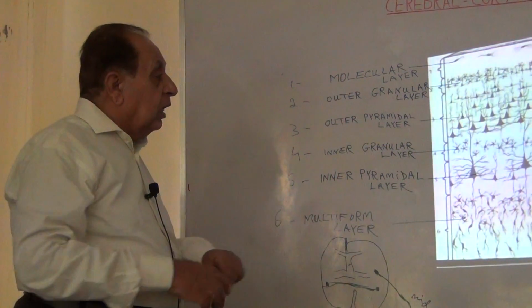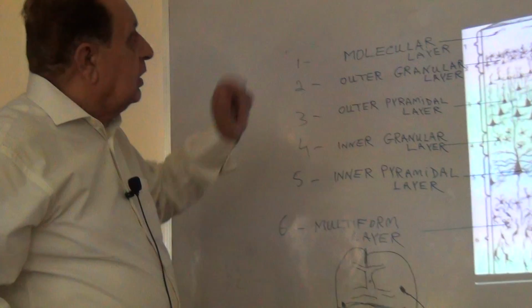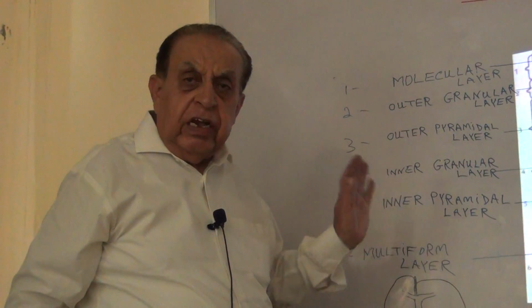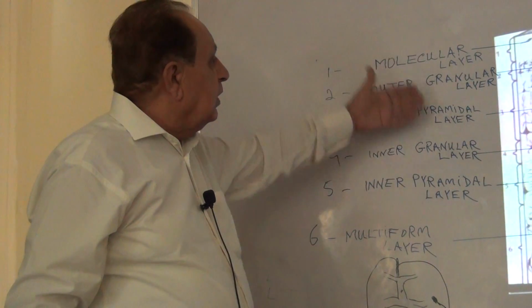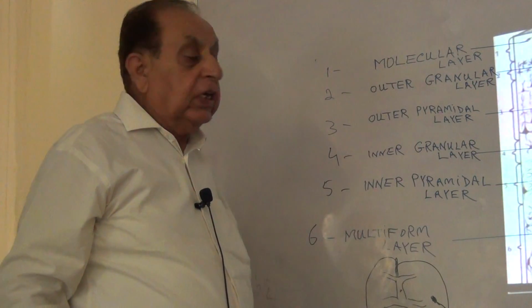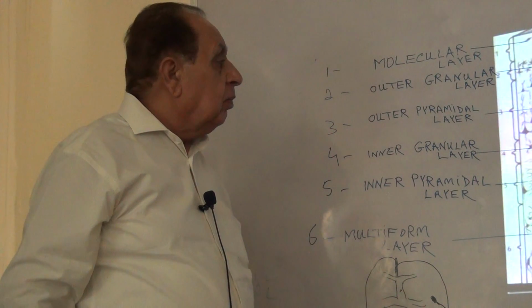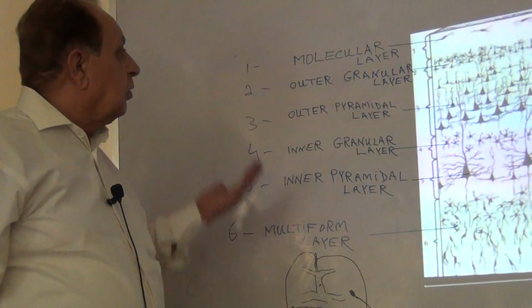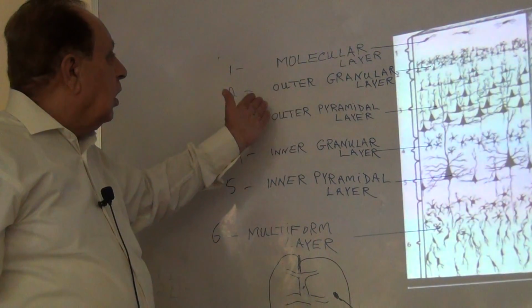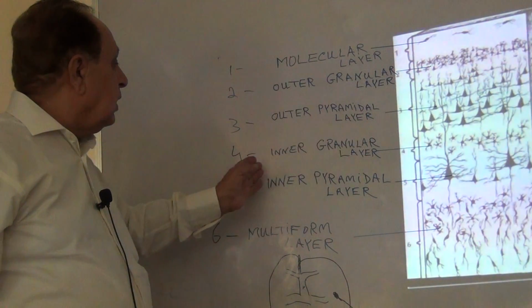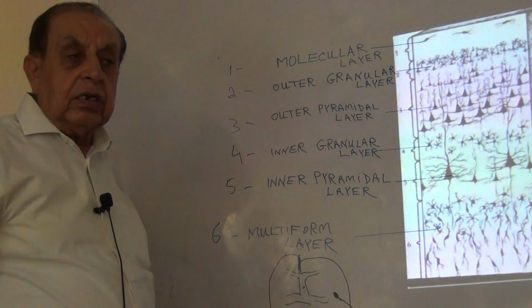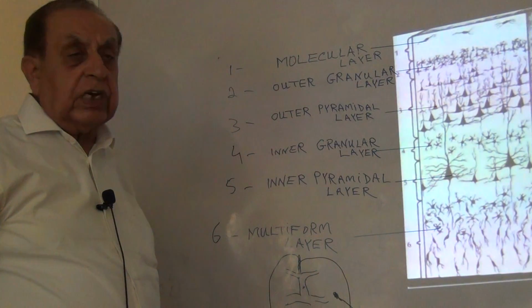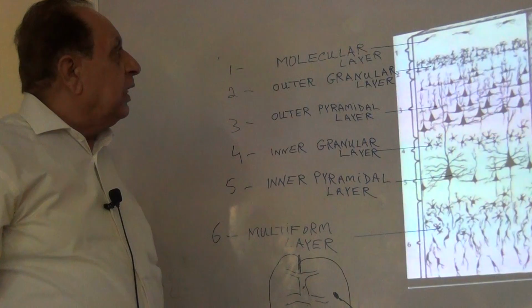Now this was about the cerebral cortex. Now the identification points: you just write these layers of the cerebrum or cerebral cortex. Write these layers: molecular layer, outer granular, outer pyramidal, inner granular, inner pyramidal, and molecular layer. These are the identification points of the cerebral cortex.